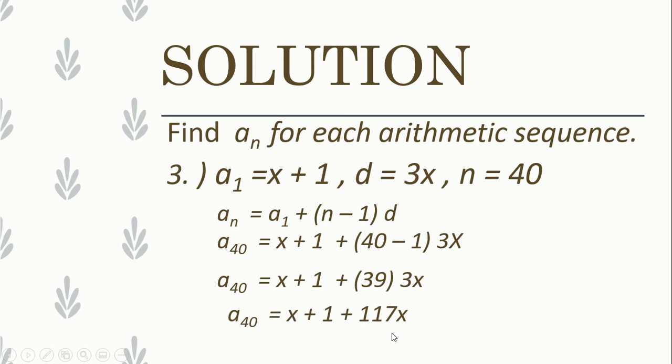So, you are going to combine like terms. The like term of x is 117x. So, you can combine them. Since they have like signs of positive, you will add them. x plus 117x, that is 118x. And since 1 has no like terms because this is the only constant, you will leave that as 1. So the answer is 118x plus 1.